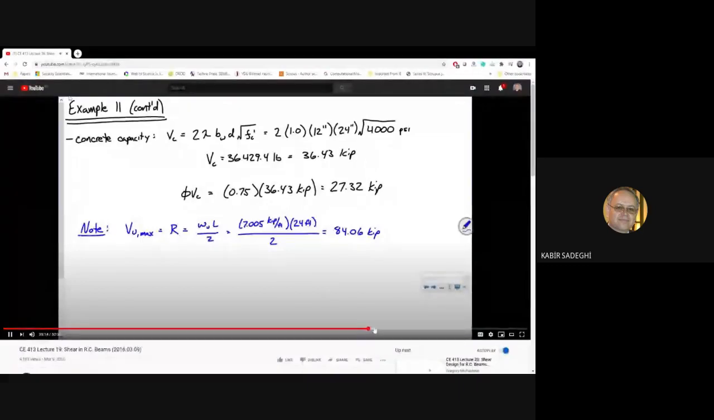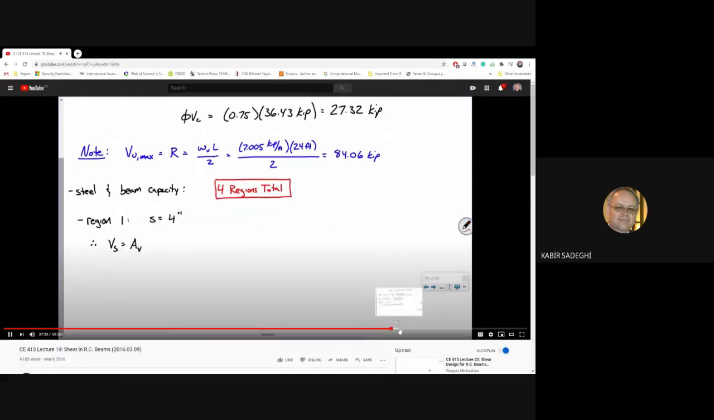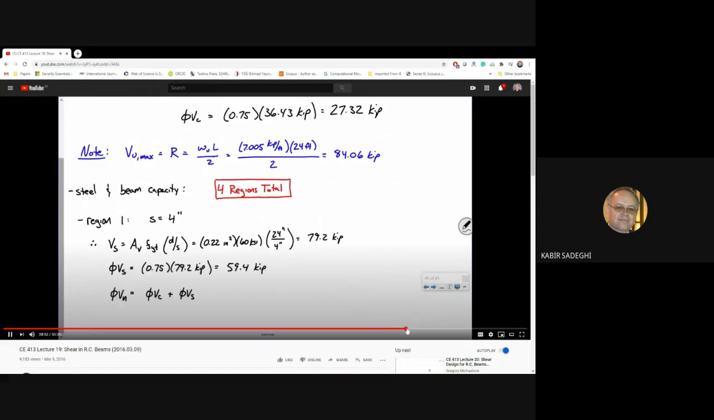As a structural engineer, if I'm designing for a building that attracts the public, 4 regions total. S is the area in shear, or the area of shear reinforcement, FYT. So if you calculate that out, you're going to get a capacity of 79.2 kips. So what's phi VC?